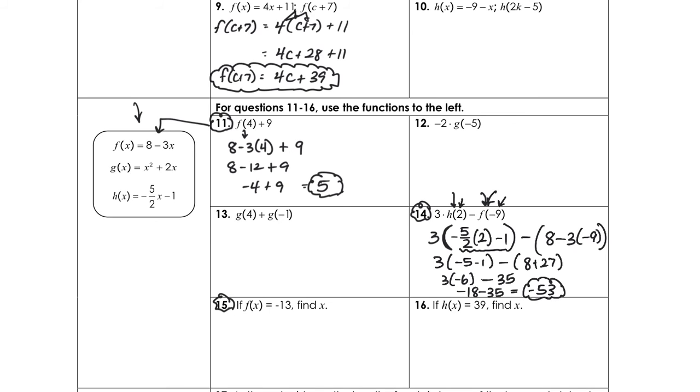So the important part here is getting past the substitution piece, and once you're past that, you're good to go. Just remember that I'm taking whatever equation the letter matches with. So H with H, F with F, and then over here you would have G with G, right?